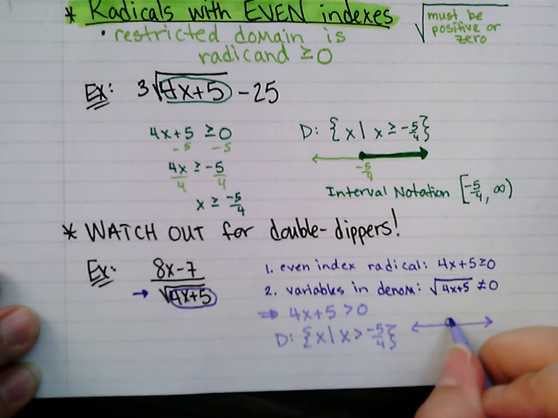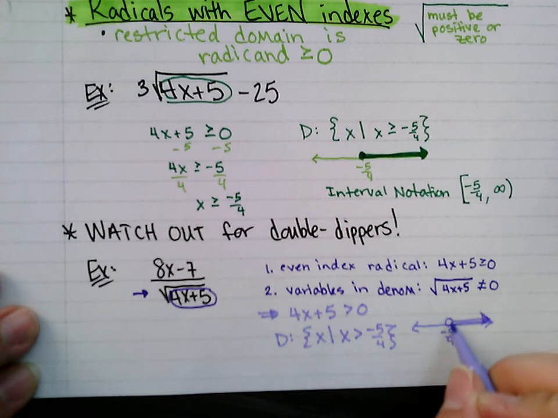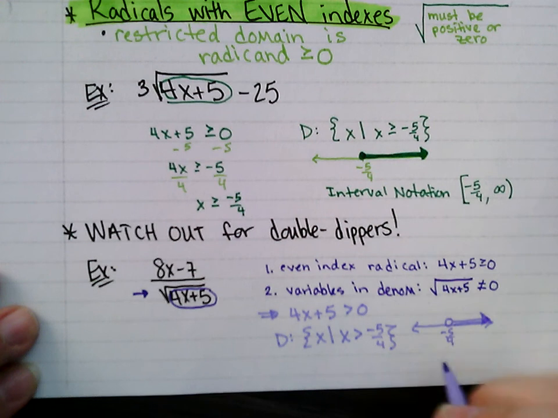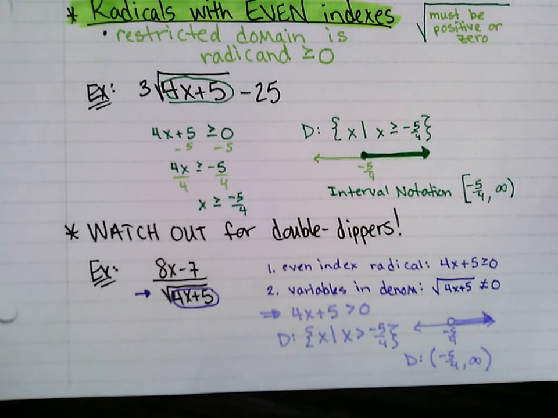In my graph, I'm going to have an open circle at negative 5/4 instead of a closed circle. And in interval notation, that is going to change from a closed circle, which is a bracket, to an open circle, which is a parenthesis. So those are my representations for domain.